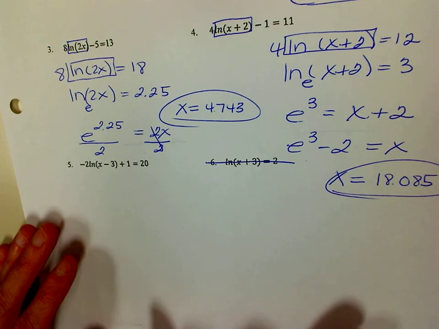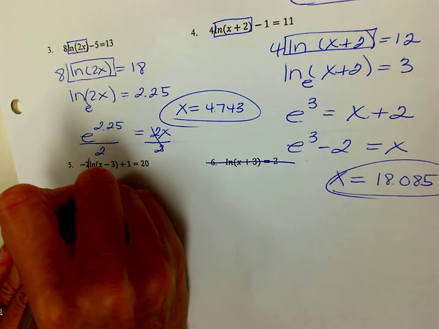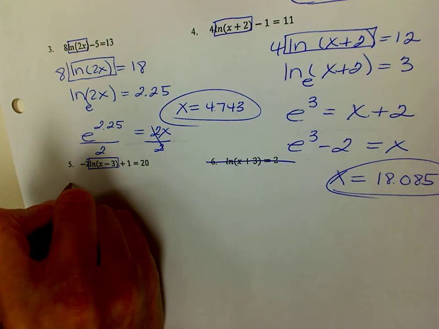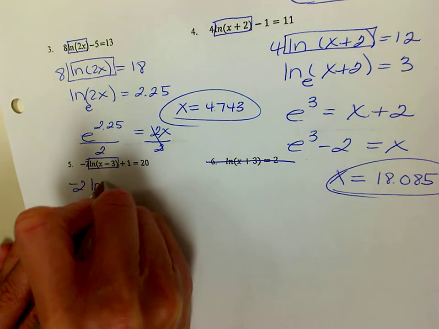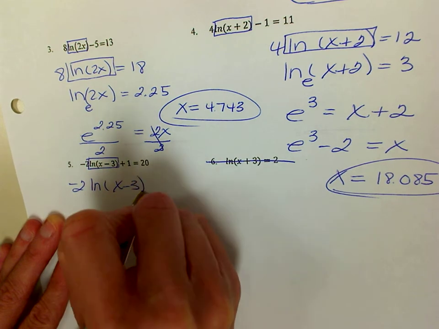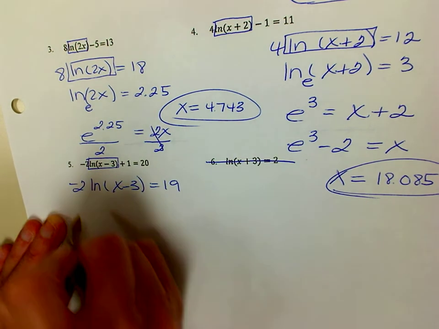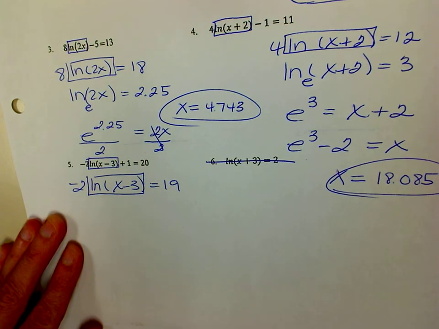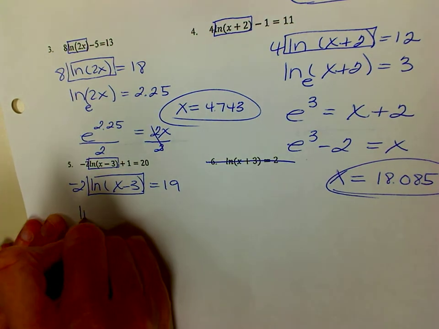All right, moving on to number 5. So on this one, I want to get this by itself. So first I'm going to subtract over the 1. It's going to give us 19. I still need to get this by itself, so I got to divide over the -2 now.